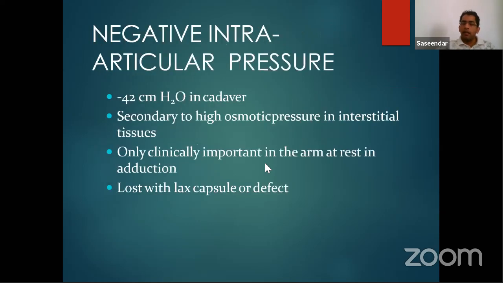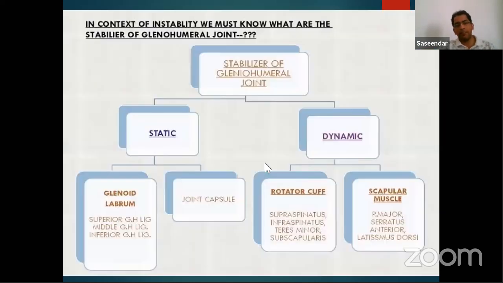I was talking earlier, all joints have a negative intra-articular pressure system. Similarly, the shoulder joint has a minus 42 centimeter water negative pressure system, which happens because it is not connected to the air. But suppose you are doing an arthroscopic procedure, you put a needle into the joint or you put an arthroscope into the joint, the negative pressure system is released. But when there is no interruption in the connective tissues, there is a negative pressure system that is working, which also contributes a lot to the stability of it.